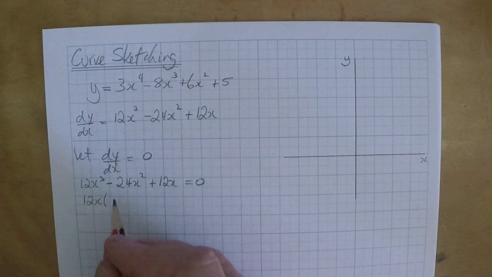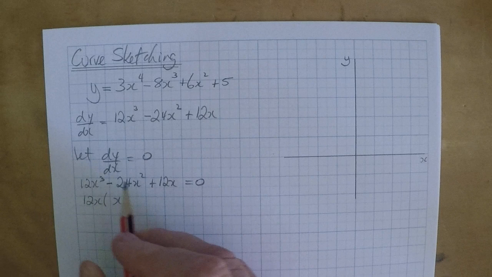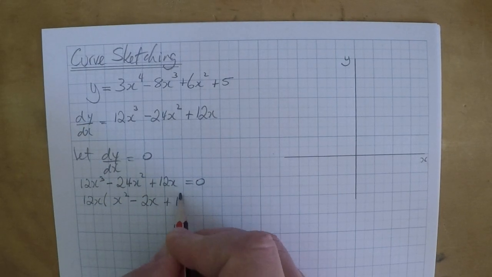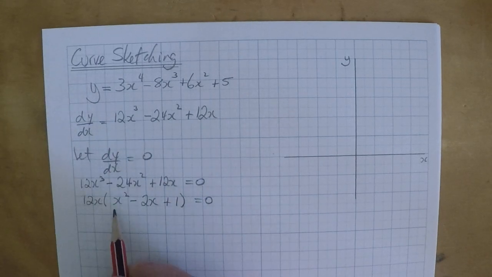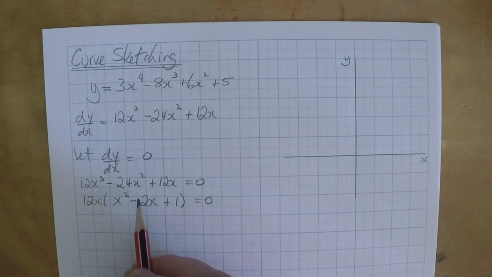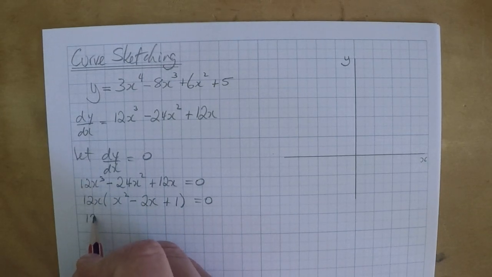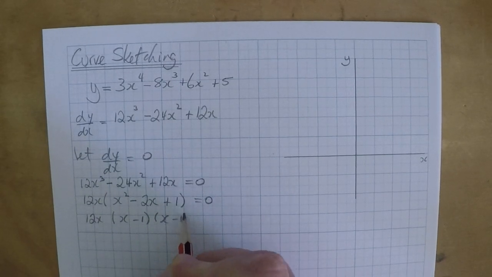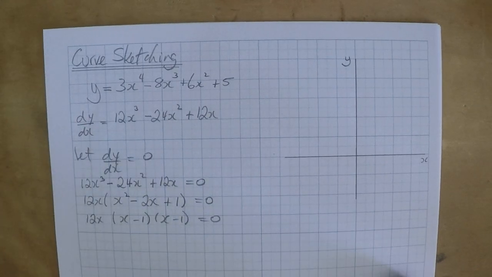So by taking a common factor of 12x, I'm left with x squared minus 2x plus 1. Now I've got something a lot better. I recognise that I could use two numbers that add to give this and multiply to give this. The two numbers would be negative 1 and negative 1. Negative 1 added to negative 1 is negative 2, and negative 1 multiplied by itself is positive 1. So this becomes 12x(x minus 1)(x minus 1) equals 0.